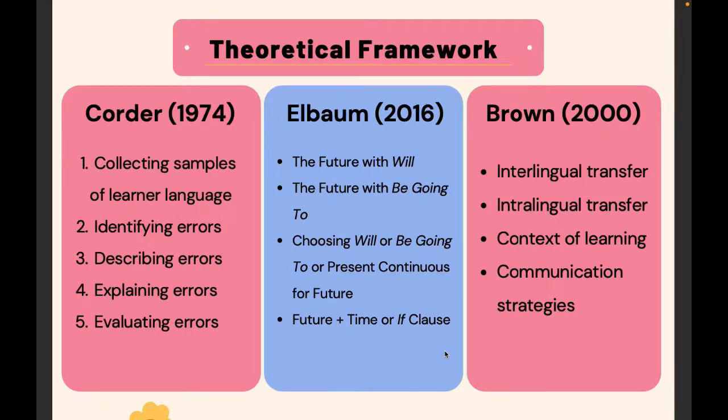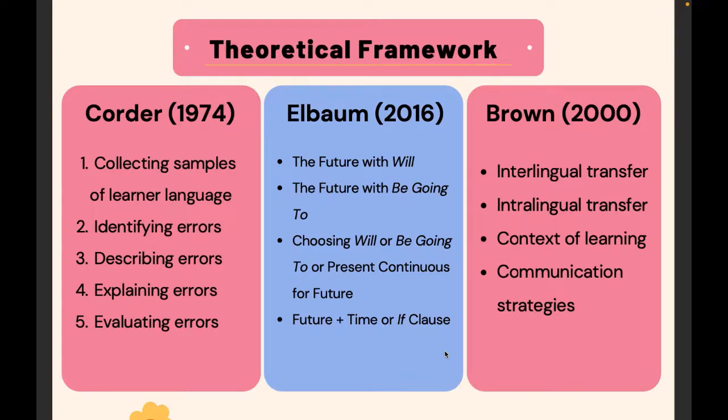Moving on to the second framework, we will use Albaum's 2016 framework. This framework can be used as a tool to identify grammatical rules of future tense some students don't follow. So there are 4 types of future tense as described by Albaum. The first one is the future with will. Will is a modal auxiliary verb, so we can use will plus base form for the future tense.